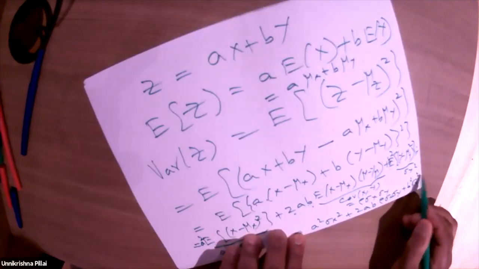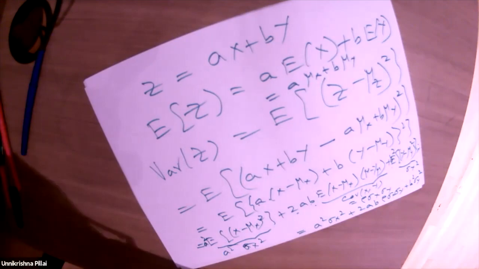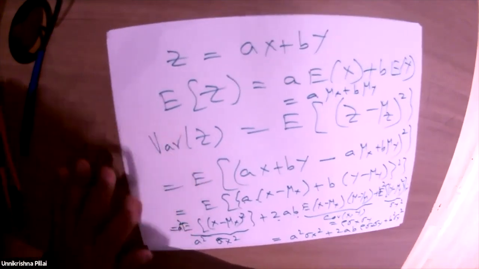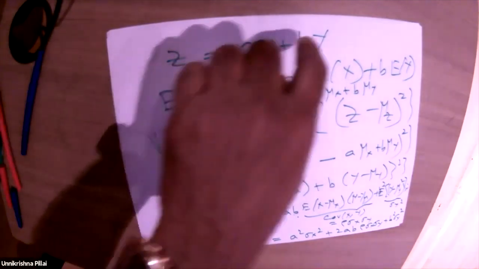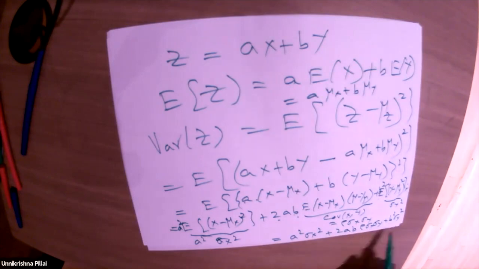I don't know how many times I have asked this, and when I ask it in the exam, a lot of people are unable to reproduce this last result for whatever reason. So remember, if you start with any linear combination, the variance is given by the last expression: a squared sigma x squared plus b squared sigma y squared, plus the middle term.